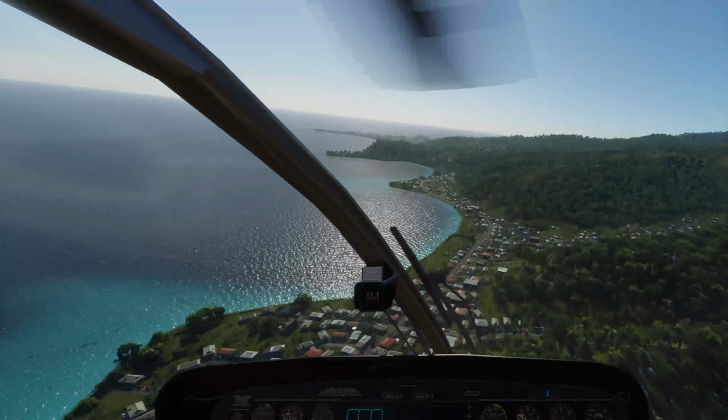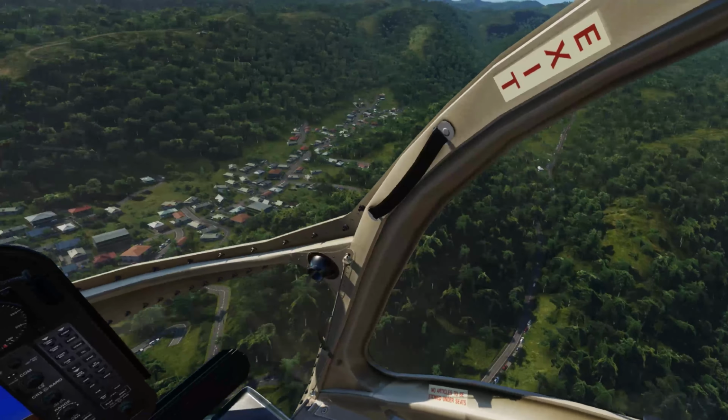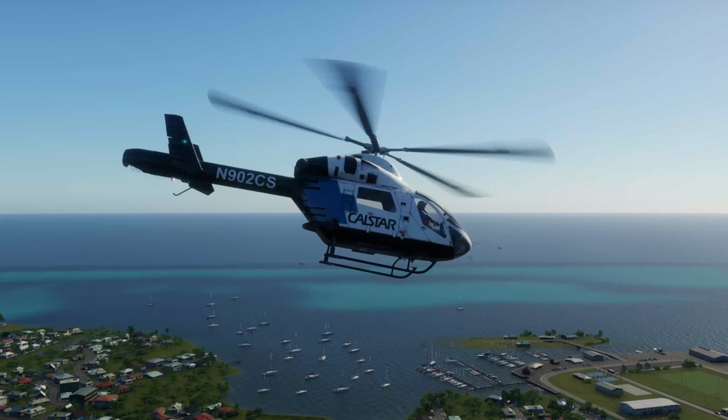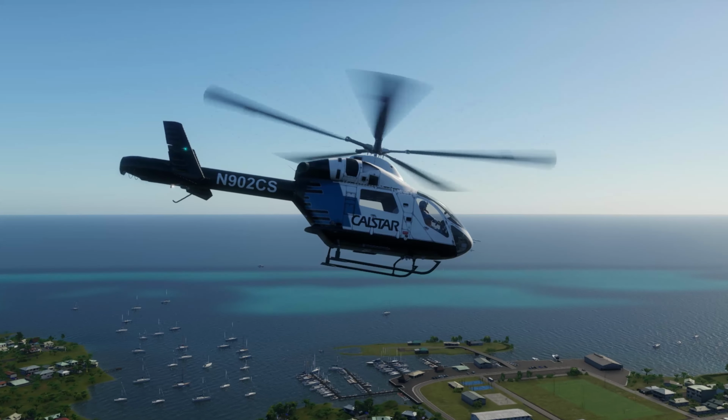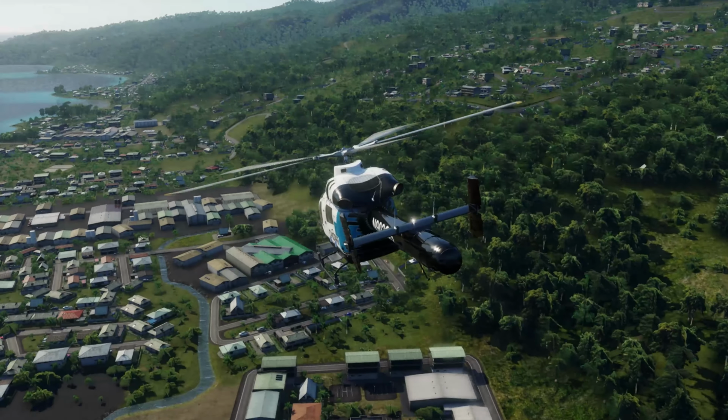That's a max continuous number. They can put out a little bit more, and if you happen to have a failure and you have to go into OEI, or one engine inoperative, then you can push the horsepower of the remaining engine a little bit higher. That's simulated.